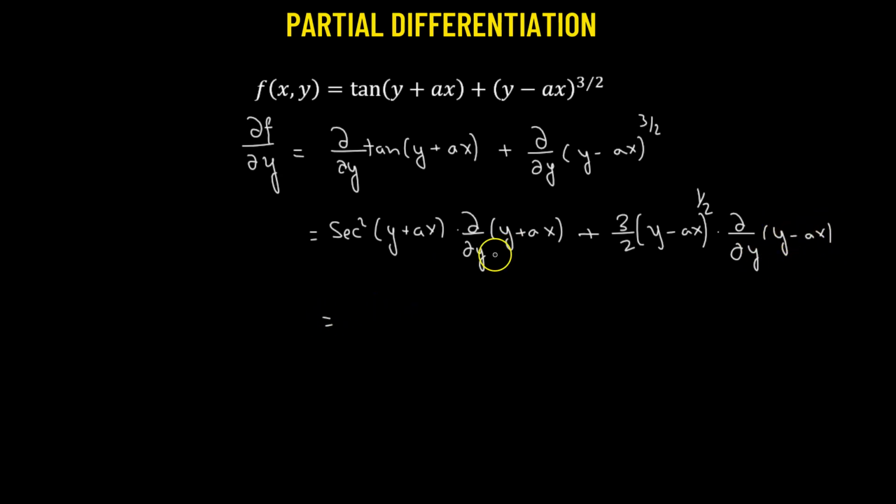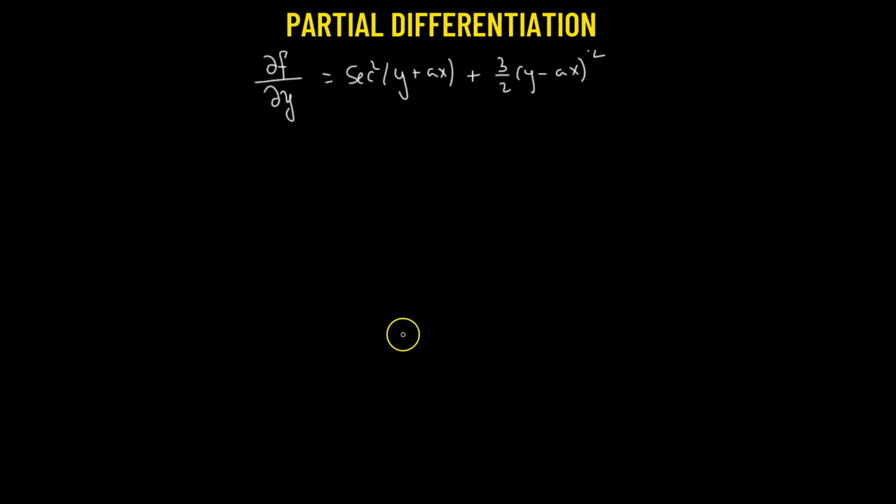Now since we are taking the partial derivative with respect to y, only y we need to take this derivative. A times x will become constant, so that derivative will be 0. So that means the partial derivative of y plus ax is simply going to give us 1. So we have secant squared of y plus ax added to 3 over 2 times y minus ax raised to the power of half, and similarly the partial derivative of y minus ax will also be equal to 1. So we have now obtained the partial of f with respect to y.